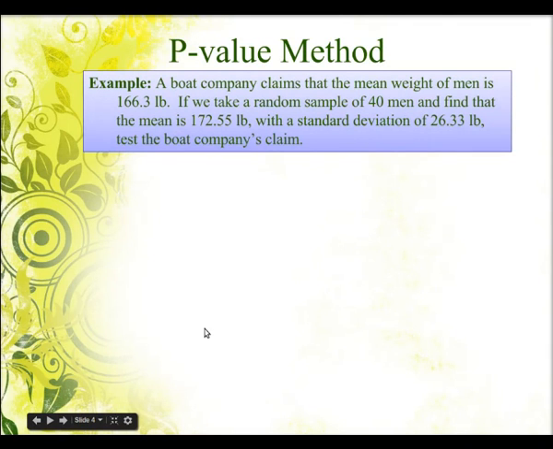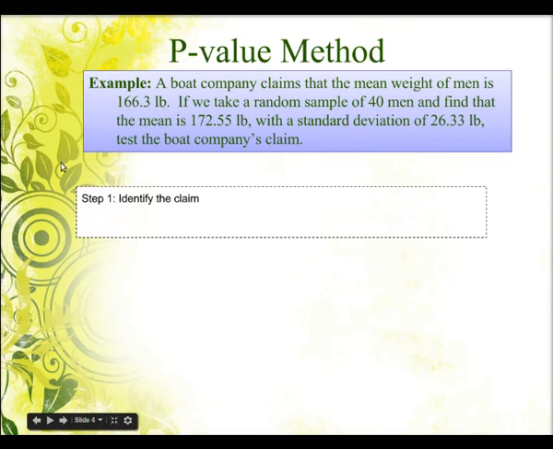So let's look at this example. A boat company claims that the mean weight of men is 166.3 pounds. If we take a random sample of 40 men and find that the mean of those 40 men is 172.55 pounds with a standard deviation of 26.33 pounds, test the boat company's claim.